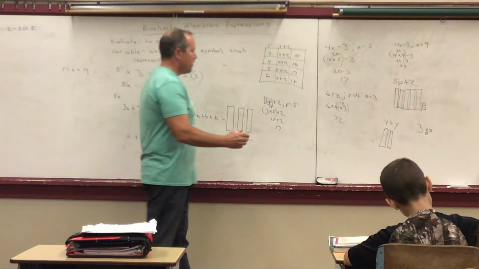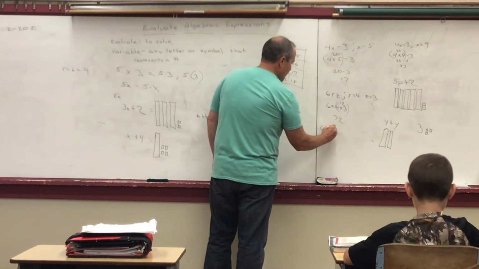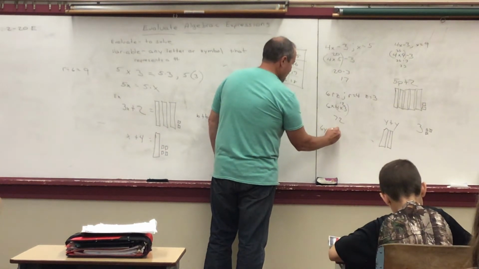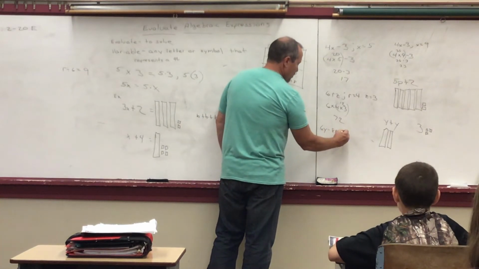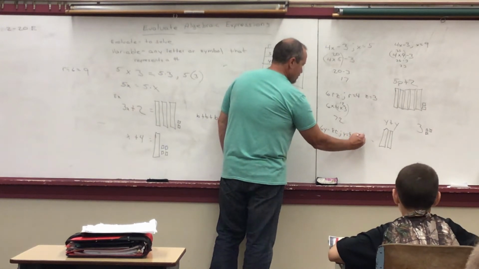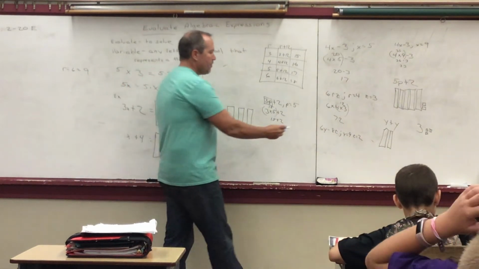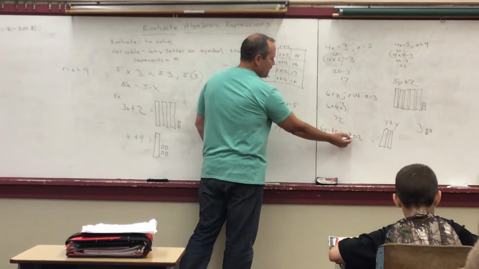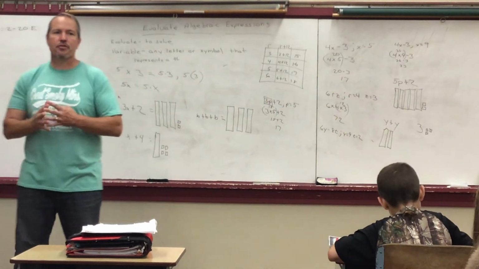Do this one. 6y minus 8t, where y is equal to 9 and t is equal to 2. 6y minus 8t, where y is equal to 9 and t is equal to 2. Go ahead and solve that.